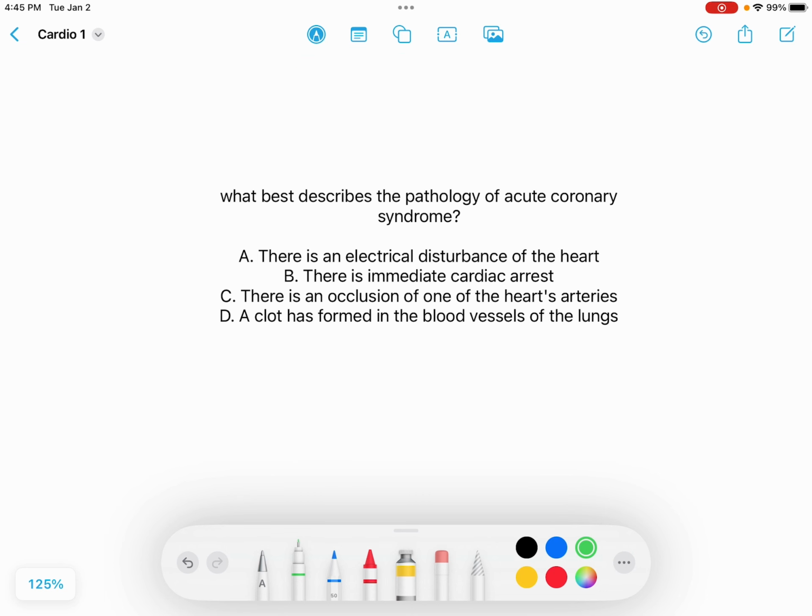All right, first question. What best describes the pathology of acute coronary syndrome? A, there is an electrical disturbance of the heart. B, there is immediate cardiac arrest. C, there is an occlusion of one of the heart's arteries. Or D, a clot has formed in the blood vessels of the lungs. So take a moment and think of your answer. And the correct answer here is going to be C.